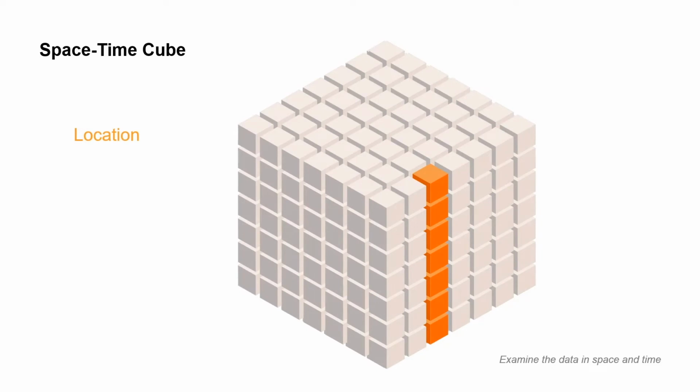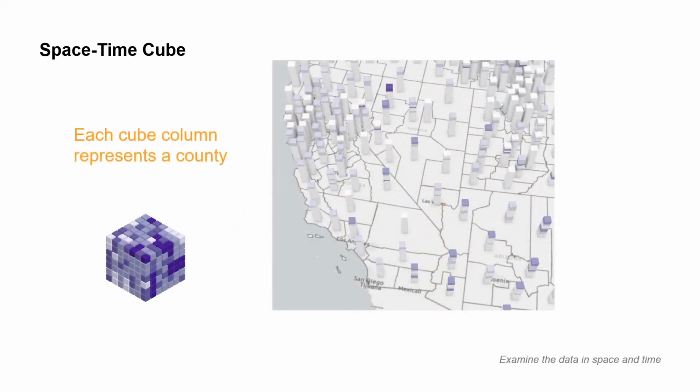Each column in the cube is a location, and for our data, each location corresponds to a particular county. Even though the data is stored as a nice compact cube, each column, each location, actually represents a different county in this case. And the map here shows the columns distributed across counties in California, Nevada, Utah, and Arizona.